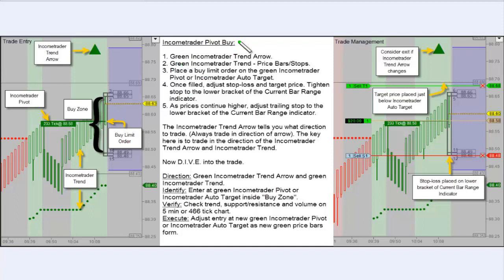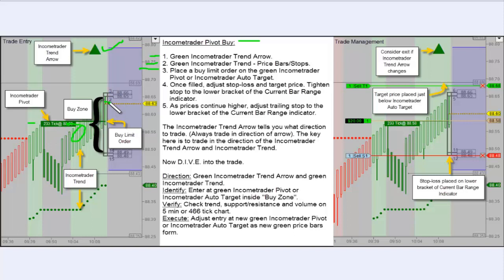In order for us to take a green Incometrader pivot buy, the first thing we need is a green Incometrader trend arrow. Yep, right there. Next, we need to have a green Incometrader trend. Here are our green price bars, so that's good to go. And there's our reason to buy an Incometrader pivot. You'll notice it's also green.